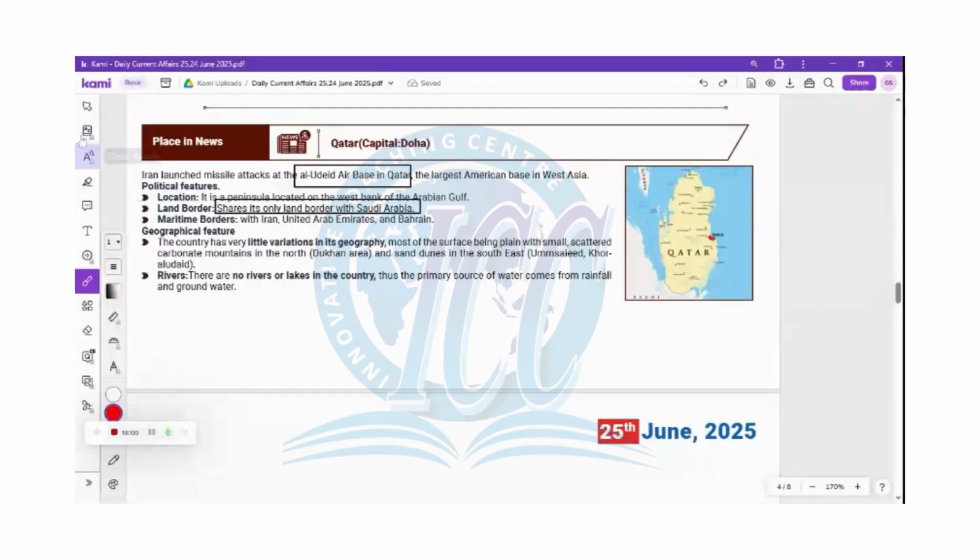Then comes a very important country, that is Qatar. See here, you can see Doha. There was an air base called Al Udeid Air Base. It is the largest American air base in West Asia. This was attacked by Iran as a retaliatory strike due to Operation Midnight Hammer. In that context, sir, does it share a border? It shares a border only with Saudi Arabia. That is the only important point.